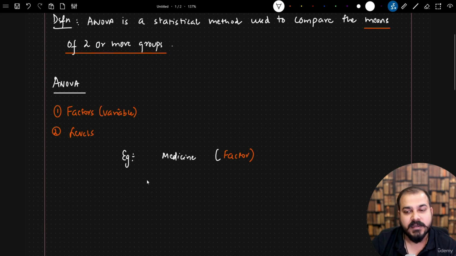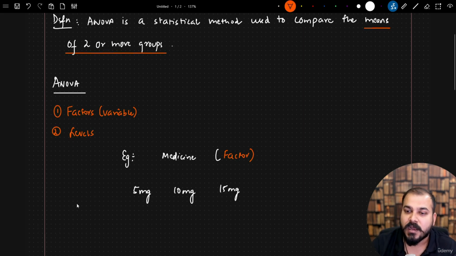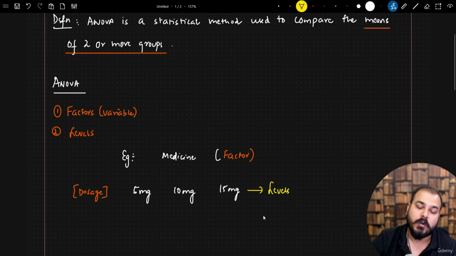Now, with respect to this medicine, some people will probably have 5 mg. The second group of people will have 10 mg, and there may be others who have 15 mg of medicine. If I talk about this, these are nothing but dosage. So in this example, medicine is a factor, and this component where you have multiple different dosages, these are my levels. I hope you are able to understand what exactly a factor is, and within this factor you may have different levels.